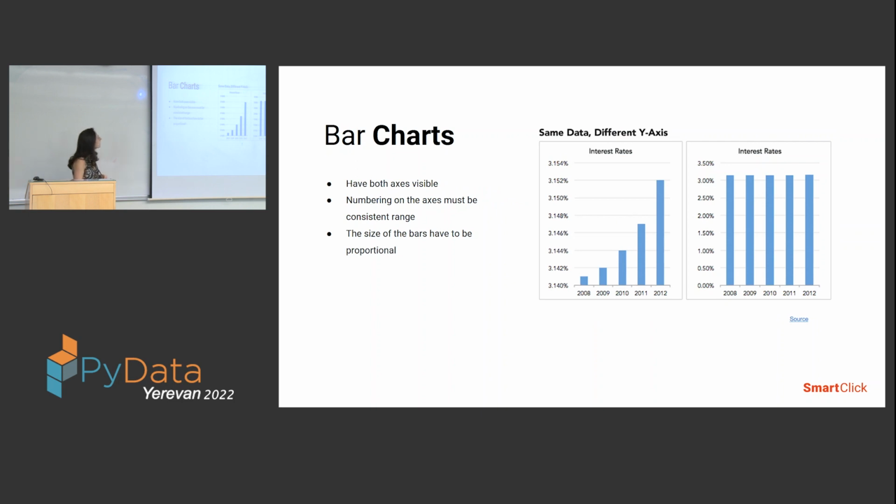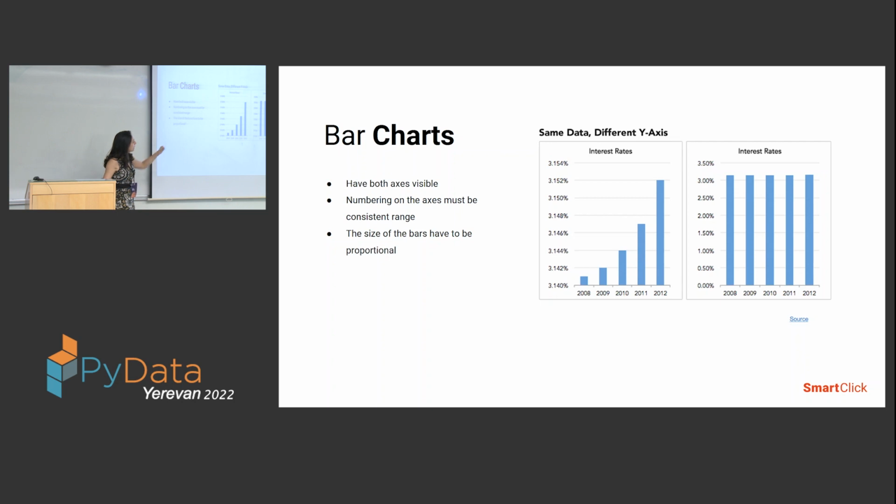Speaking of bar charts, I have two bar charts here that are presenting the same exact information, but they look drastically different. So what we are going to look for in a bar chart is that both axes are labeled. We want absolutely clear numbers on our axes, and what they're representing. We want the slices of the axis to be proportional to the change that is happening. We want the numbering to be consistent, and we also want the bars to be proportional to the change that they are representing.